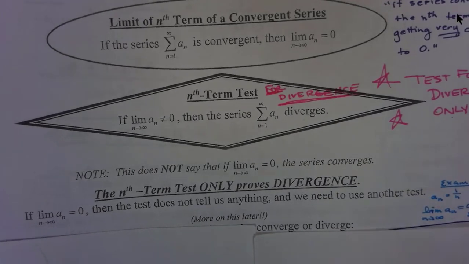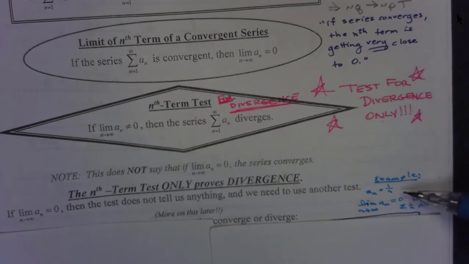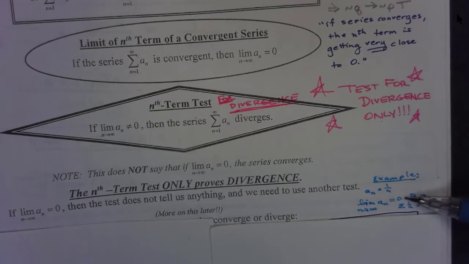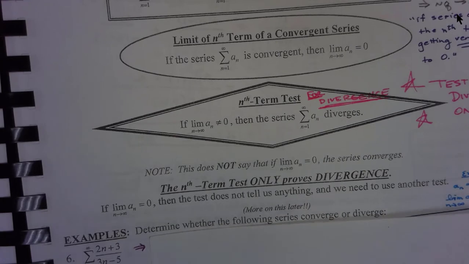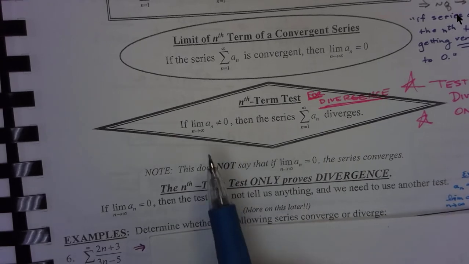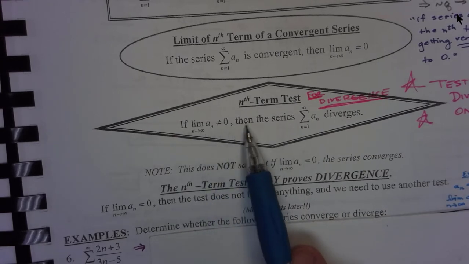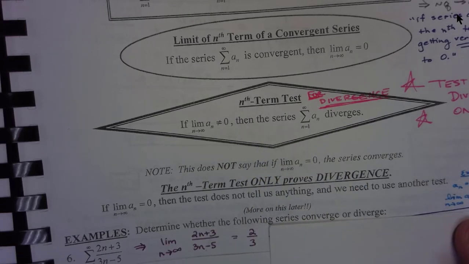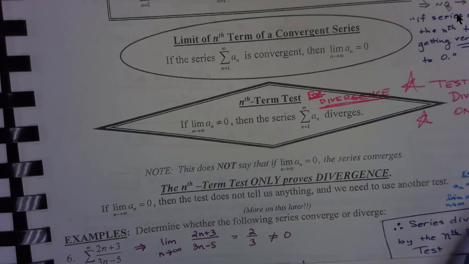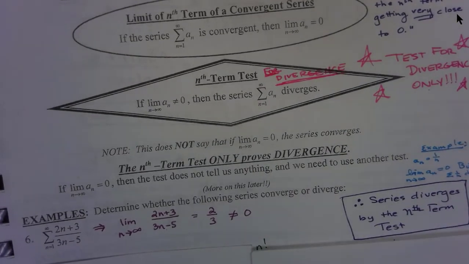And so we'll start with the very first series we looked at, our harmonic series. The nth term went to zero, but we looked on the calculator and saw the series never approached a sum. It diverged. So we're going to determine whether the following series converge or diverge. The nth term test says if the limit of the nth term is not zero, the series diverges. So my limit of my nth term is not zero. So this series diverges by the nth term test.